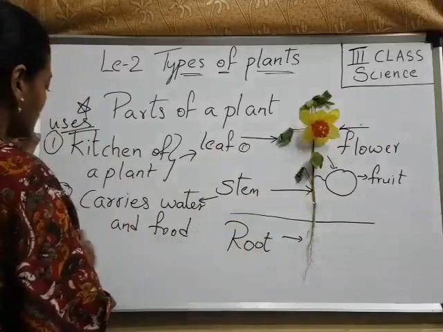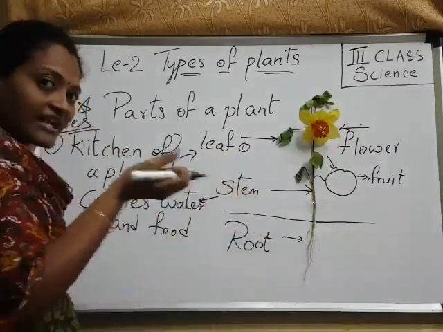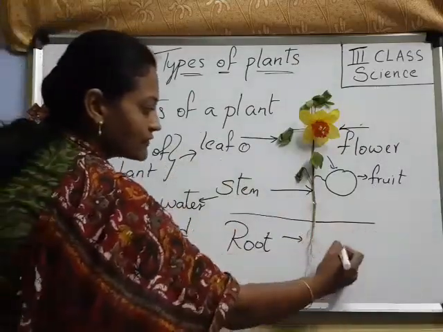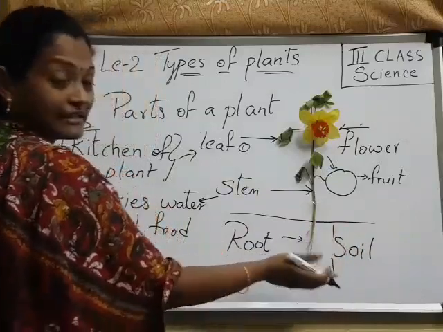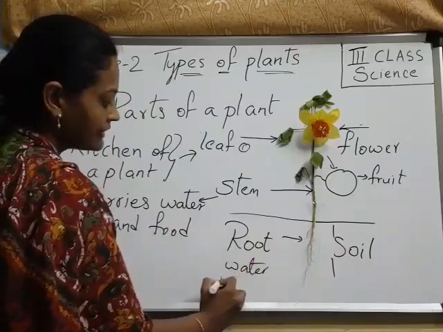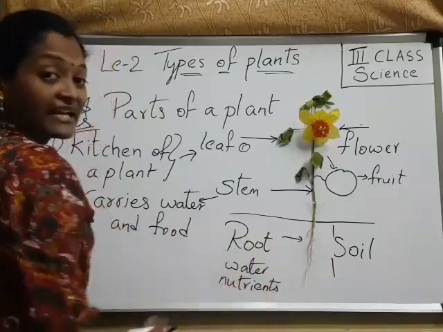Next, coming to the root. What is it? You know very well, right? The root absorbs. Absorbs means it takes. What does it take? Inside the soil, what is there? This full part is the soil. And in this soil, we have water and nutrients. Nutrients means that which gives energy.